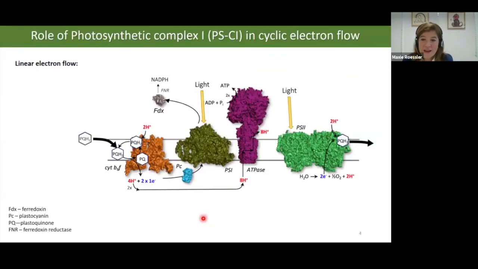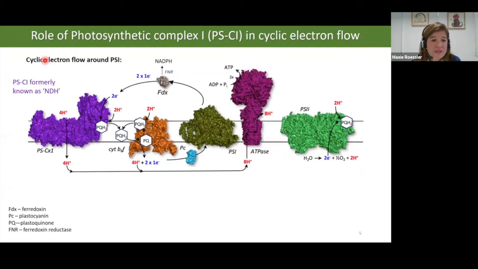So during the light reactions of photosynthesis, electrons are extracted from water, of course, and reduce the plastoquinone pool here, which is coupled to proton pumping across the thylakoid membranes, as well as to the reduction of ferredoxin. And this in turn, of course, results in the production of NADPH for carbon fixation. So this is the so-called linear electron flow.